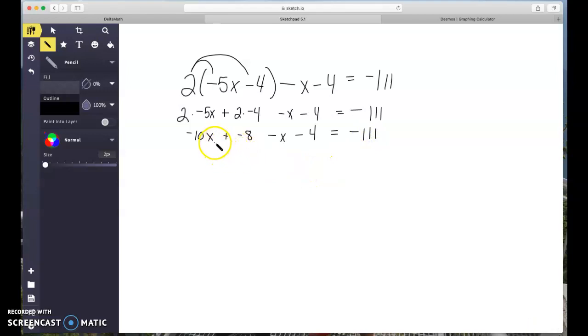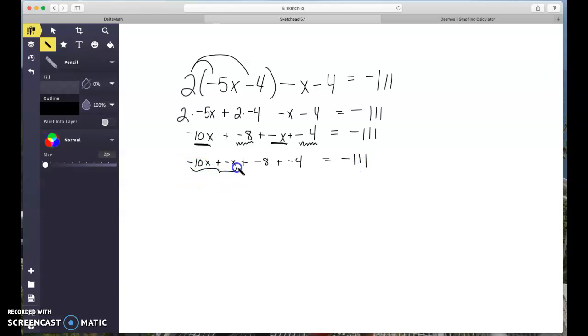Okay. So now at this point, I've done my distribution, so I've gotten rid of those parentheses, and I want to go ahead and combine my like terms. So I see I've got this negative 10x and a negative x, and I've got this negative 8 and this negative 4. So I'm going to use my commutative property of addition to rearrange my equation. Negative 10x plus negative x plus negative 8 plus negative 4 equals negative 111.